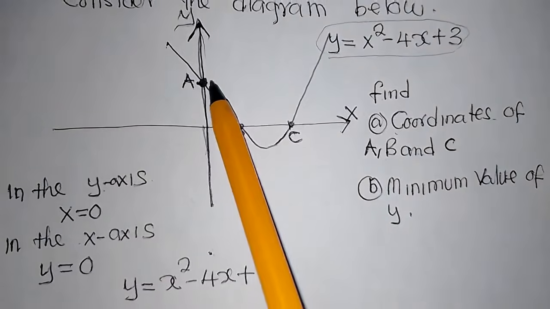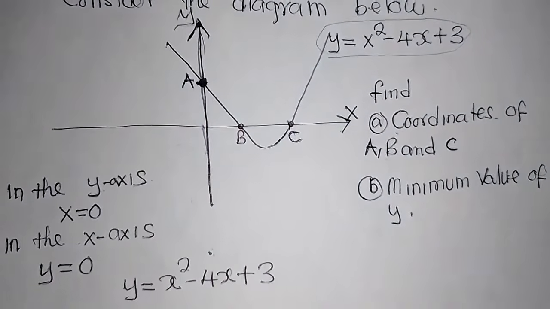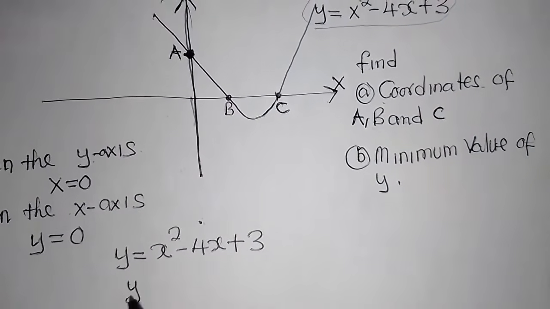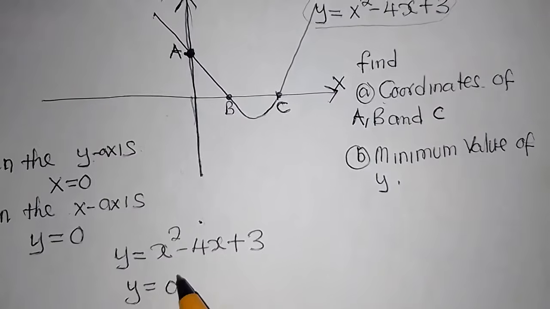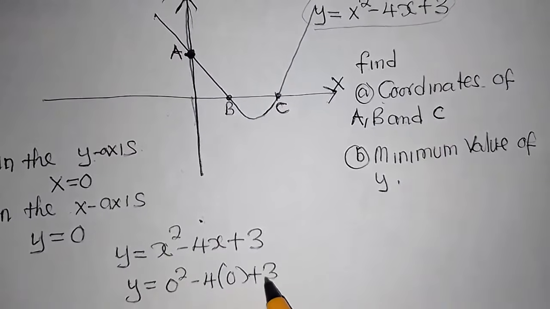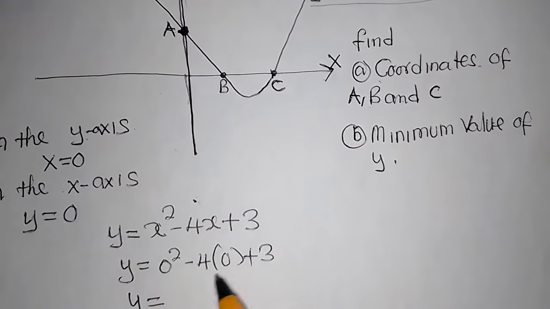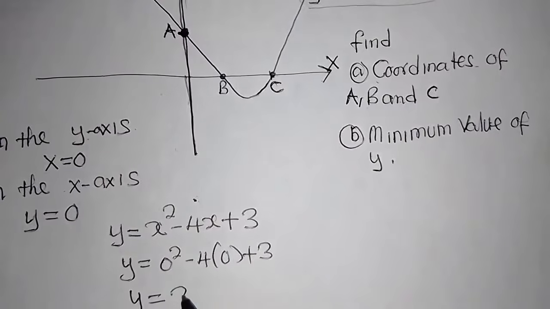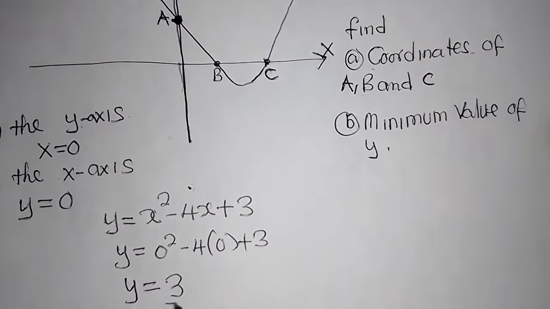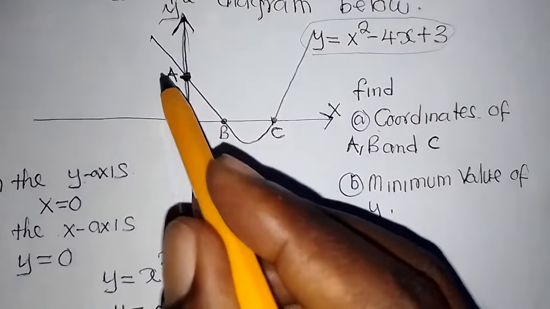Then you know that x is 0 there. So where there is x, put 0. You say, okay, y is equal to 0 squared minus 4 times 0 plus 3, like this. This one will give you a 0. 0 plus 3, you're going to have a 3. You're not supposed to use a calculator here. So y is 3.